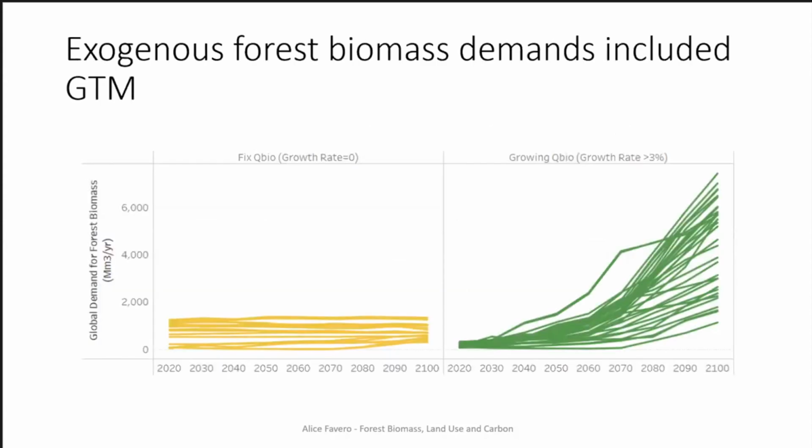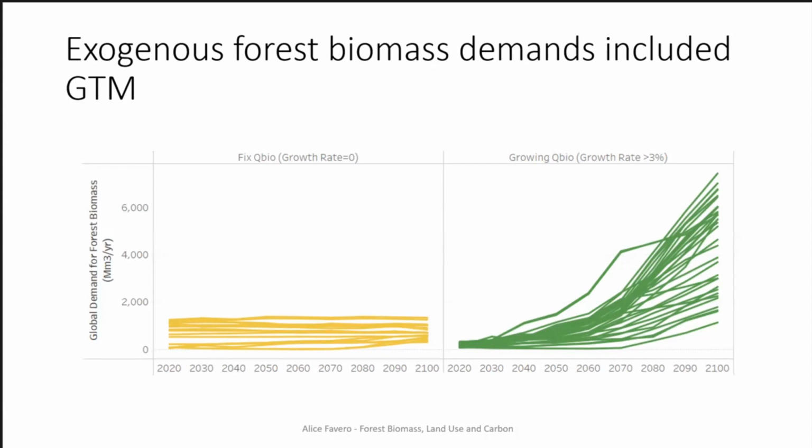Okay, perfect. So the first thing we want to do is to include in this global economic model of forest a set of different biomass demands, because we want to measure these effects on land use and land use change and carbon balance. I'm showing you two very different demand pathways.